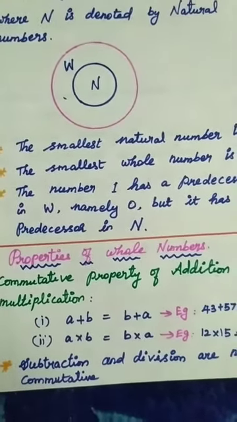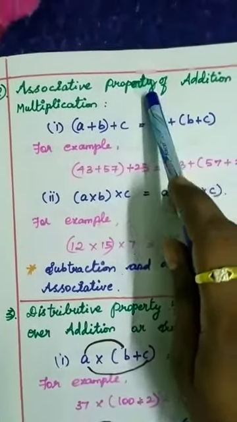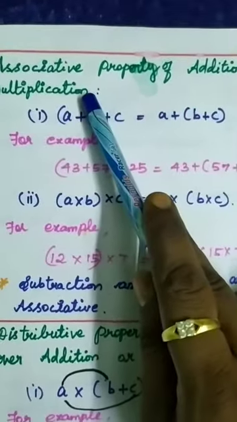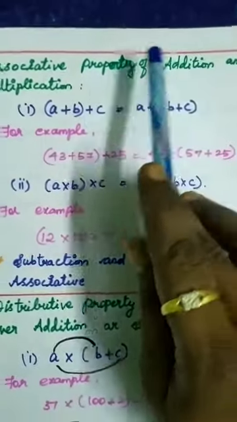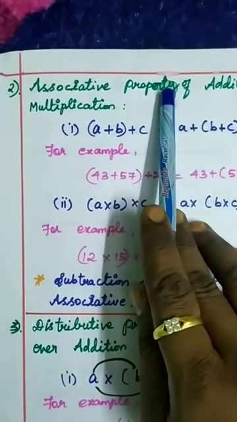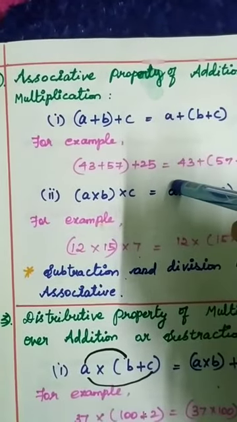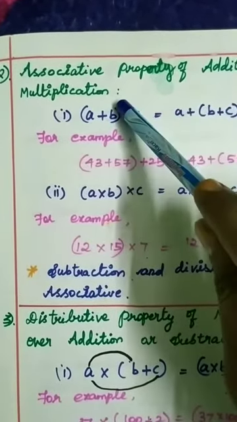Go to the next property. The second property is the associative property of addition and multiplication. The property is only valid for addition and multiplication. What is the associative property? Before, we saw the commutative property. Now we are going to see the associative property.